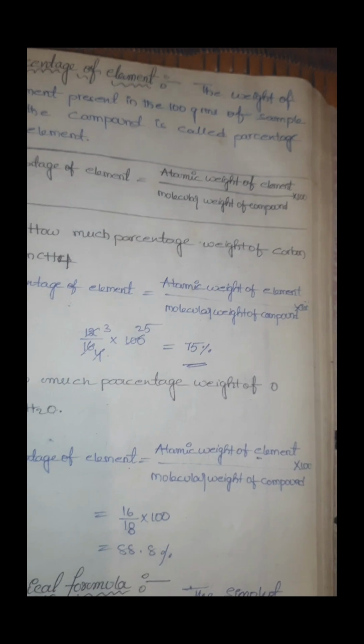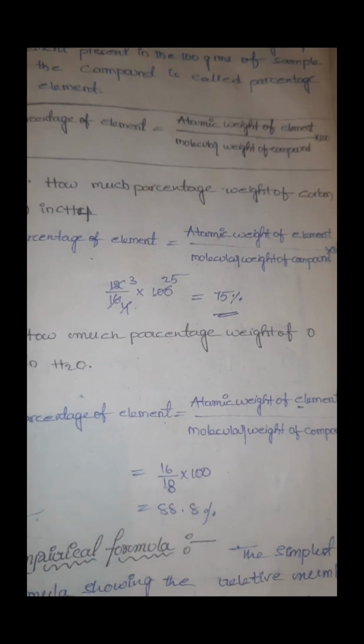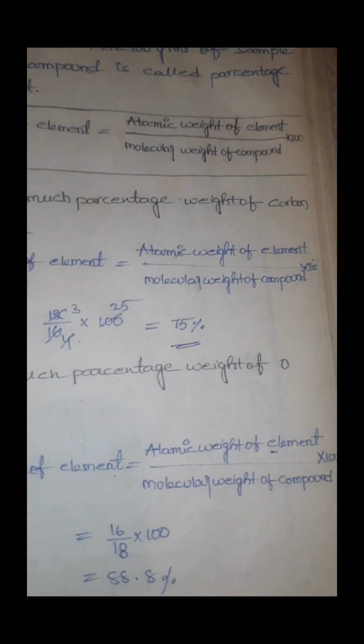Next, find the percentage of the element. The weight of the element present in 100 grams of a sample of the compound is calculated as the percentage of the element. Percentage of the element equals atomic weight of the element divided by molecular weight of the compound, times 100. For example, how much percentage weight of carbon is in CH4?